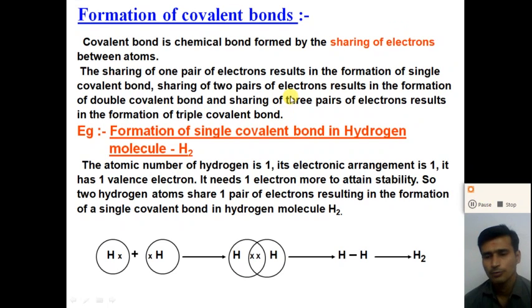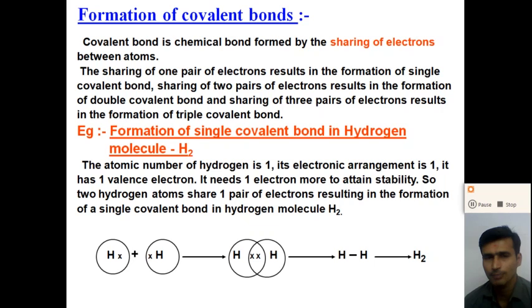First of all, what do you mean by a covalent bond? A covalent bond is a chemical bond between atoms formed by sharing electrons of different atoms as well as the same atom. So a covalent bond is a chemical bond formed by the sharing of electrons between atoms of the same element or atoms of different elements.